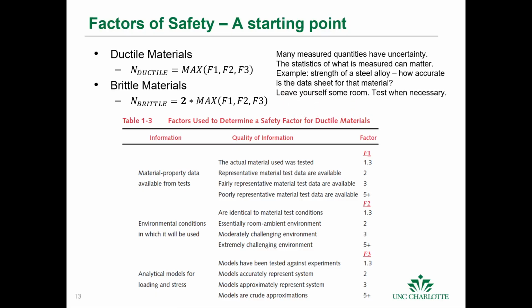And again, as I said, many measured quantities have uncertainty, okay? So the statistics related to your measured quantity can matter, okay? So if you have a certain alloy and you go and pick the value for that alloy, it would be nice, if you have a critical application, if you can know that the strength of that material is going to be within 5 or 10% of that value. Okay, when you don't really know, then you really should not design anywhere close to that value and shouldn't be shocked if it fails when you don't reach that perfect load. So you have to leave yourself some room, and you cannot avoid testing in some cases, where you really need to take your design and stretch your design to the limits.